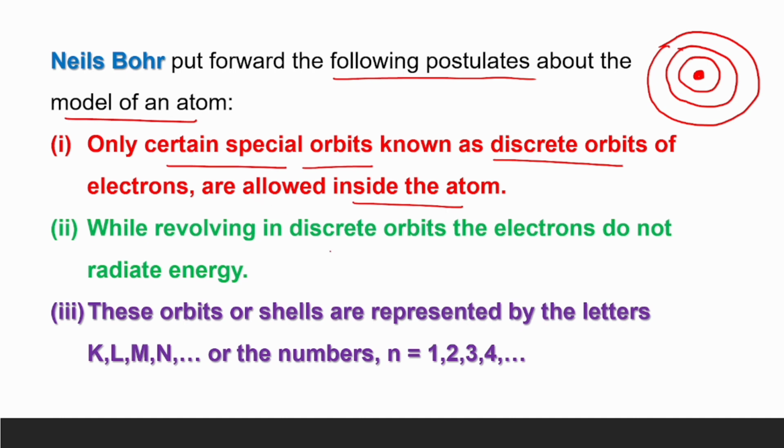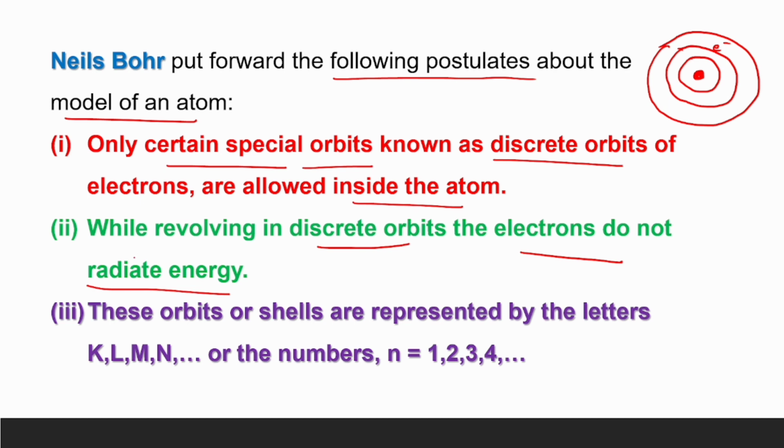While revolving in discrete orbits, the electrons will not radiate energy. This is the important postulate proposed by Niels Bohr. The electron has permission to move only in circular paths known as orbits, and when the electrons are moving in one such circular path, they will not radiate energy. That is the second postulate put forward by Bohr.